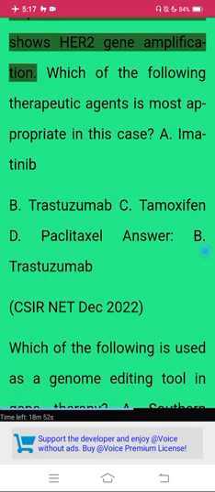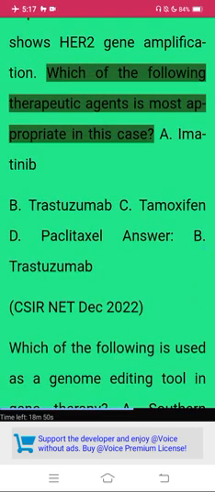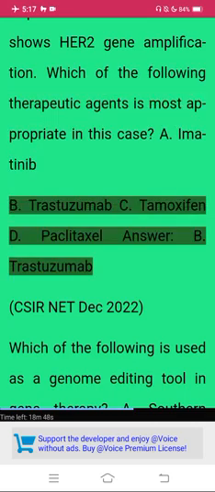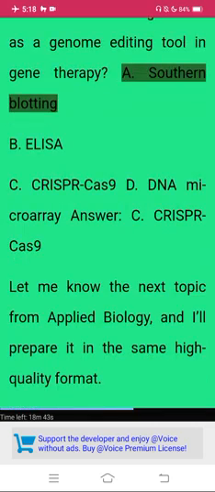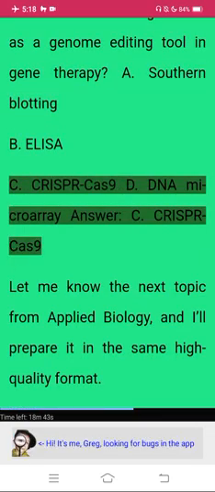CSIR-NET June 2019. A patient with breast cancer shows HER2 gene amplification. Which of the following therapeutic agents is most appropriate in this case? A. Imatinib. B. Trastuzumab. C. Tamoxifen. D. Paclitaxel. Answer: B, Trastuzumab. CSIR-NET December 2022. Which of the following is used as a genome editing tool in gene therapy? A. Southern blotting. B. ELISA. C. CRISPR-Cas9. D. DNA microarray. Answer: C, CRISPR-Cas9.